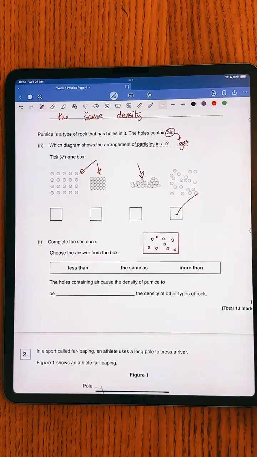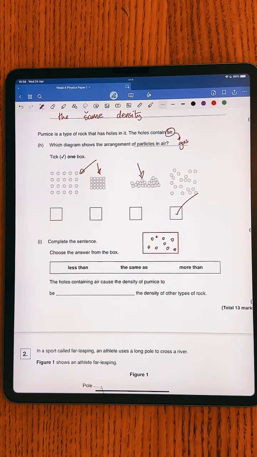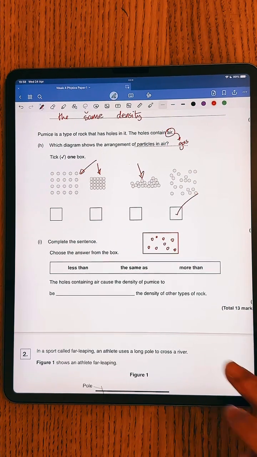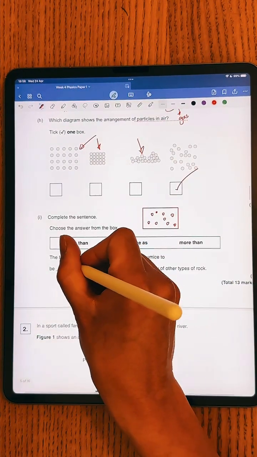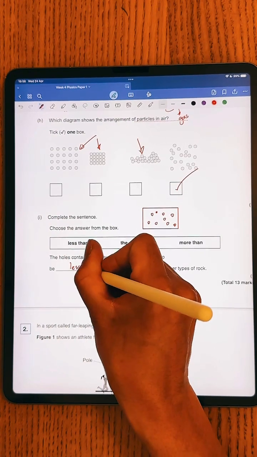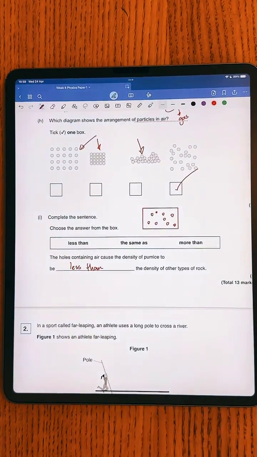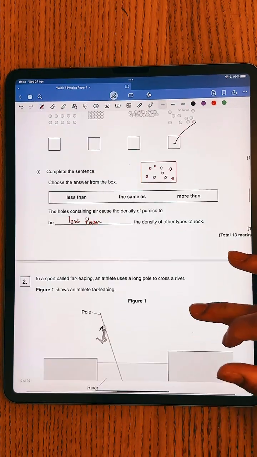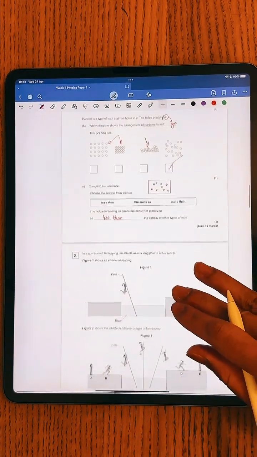Is it going to increase it? Is it going to decrease it? Or is it going to keep it the same? There we go. Everyone's saying the right answer. Well done, guys. Less than, yep. Good stuff. All right, that's the first question done. Questions are getting harder now.